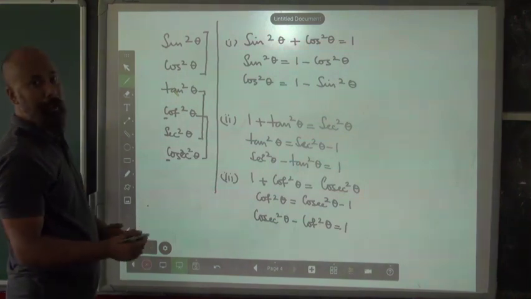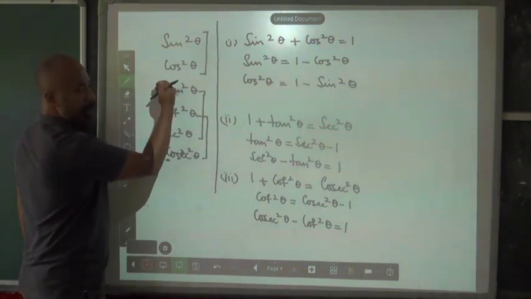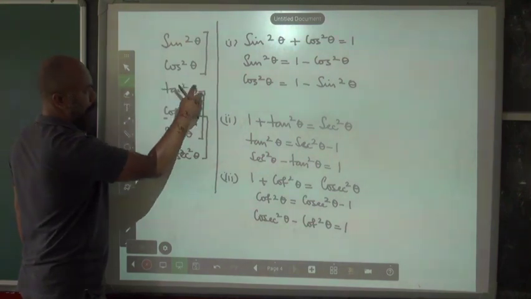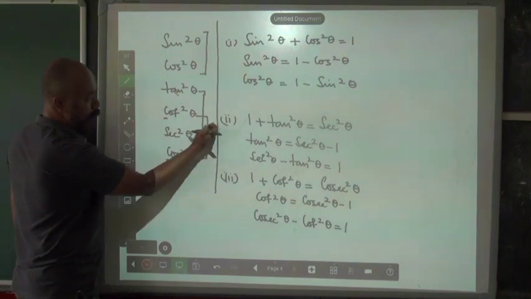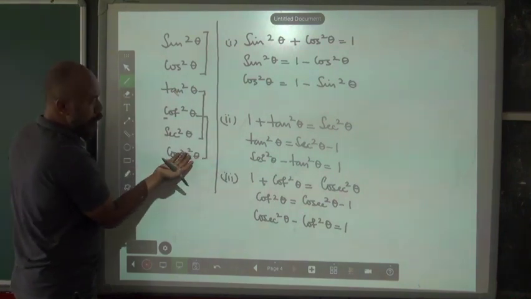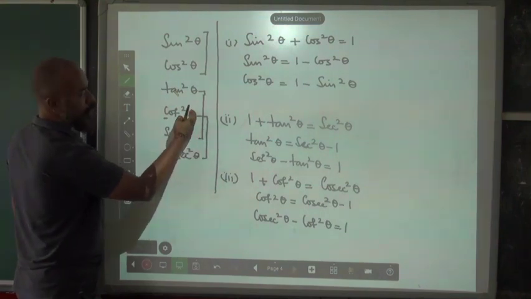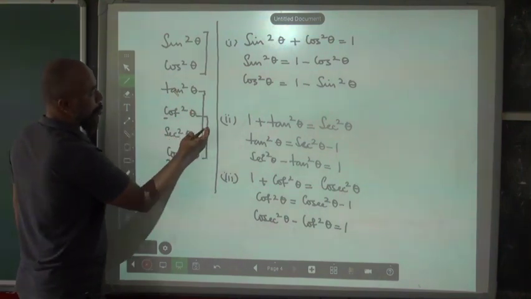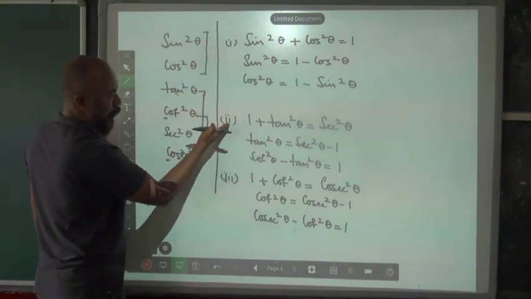So you try and remember it in this particular order. If you are reading from the top, it is 1 plus. So 1 plus tan square gives you a sec square. 1 plus cot square will give you a cosec square. But if you are reading from the bottom up, then cosec square minus cot square will give you 1. Sec square minus tan square will give you 1. So that brings us to formulas number 2 and 3.